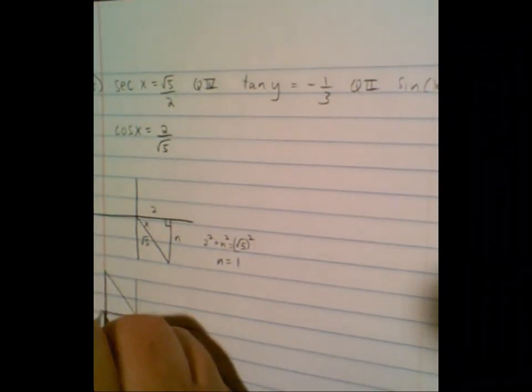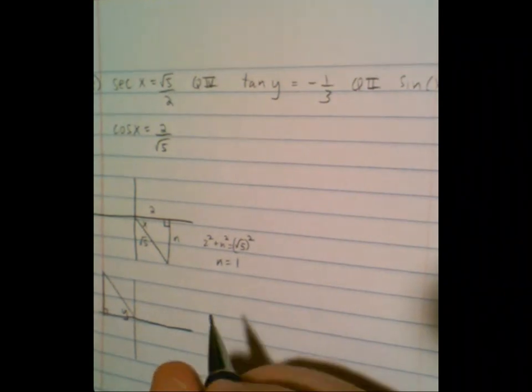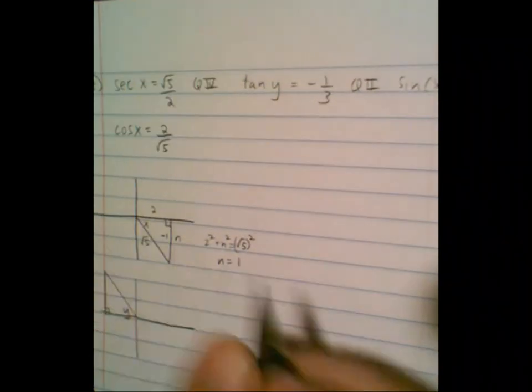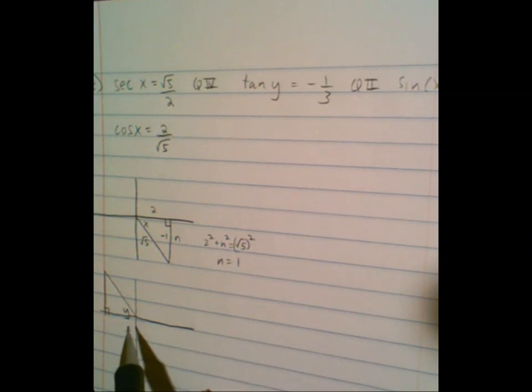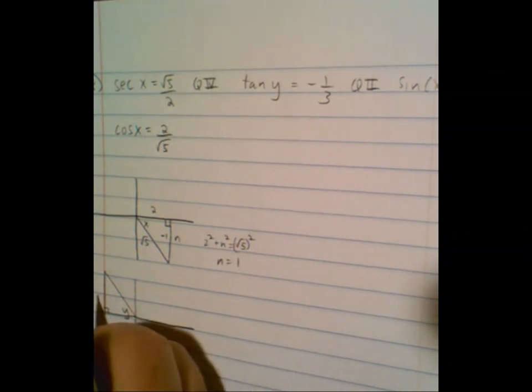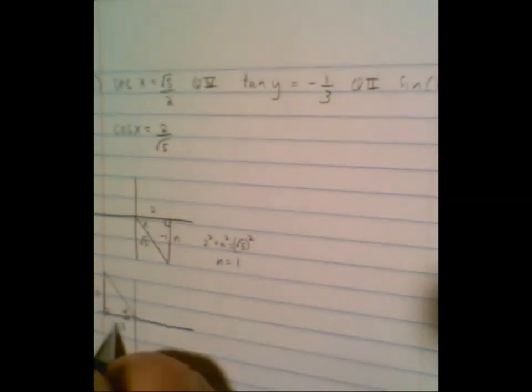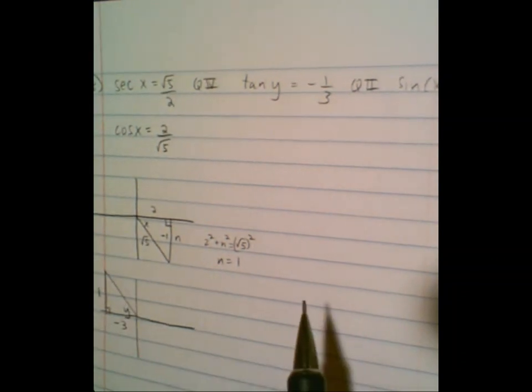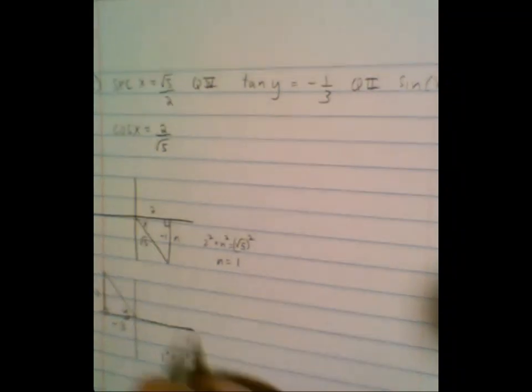Over here, tangent of y in quadrant 2, here's y, and this is now 1, but it's down, so it's really negative 1. Over here, the tangent of y is opposite over adjacent. It's 1 and 3, but the negative goes here because left is negative, up is positive, down is negative, and the diagonal ones are always positive. If I do the Pythagorean theorem here, 1 squared plus 3 squared equals r squared. You do it all out, and you get r equals the square root of 10.